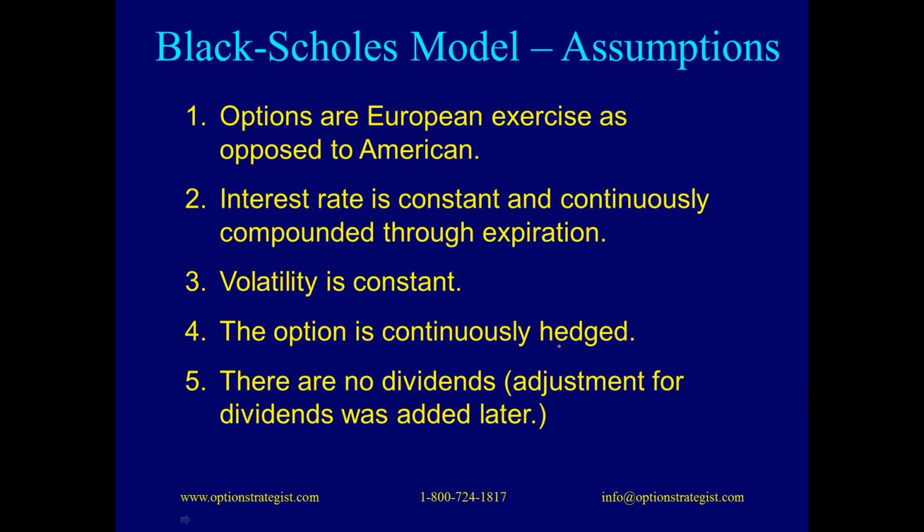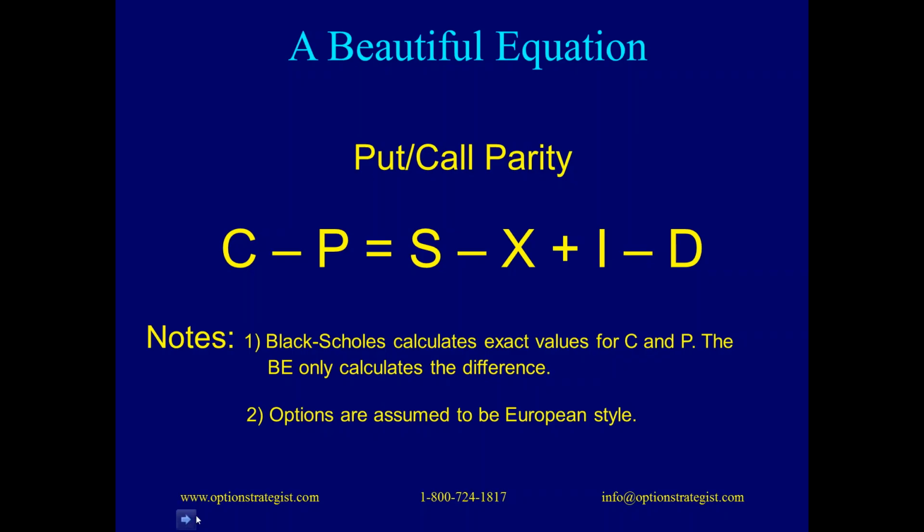Anyway, the original Black-Scholes model had no provision for dividends. Adjustments were made to the model later on so that now you could use it in situations where there are dividends. Okay? All right.